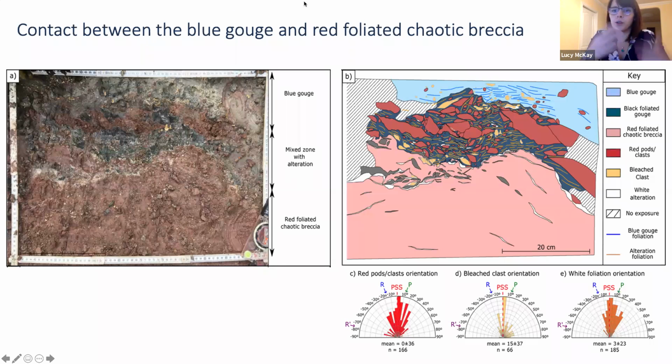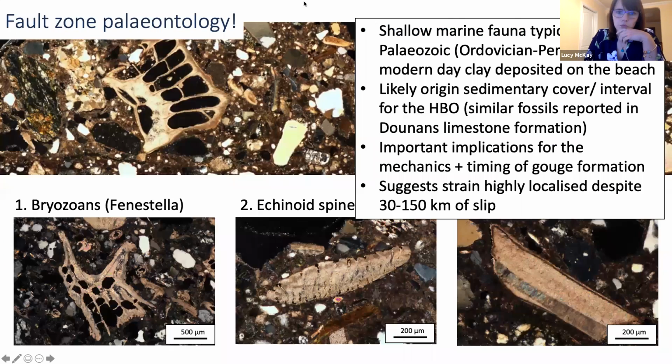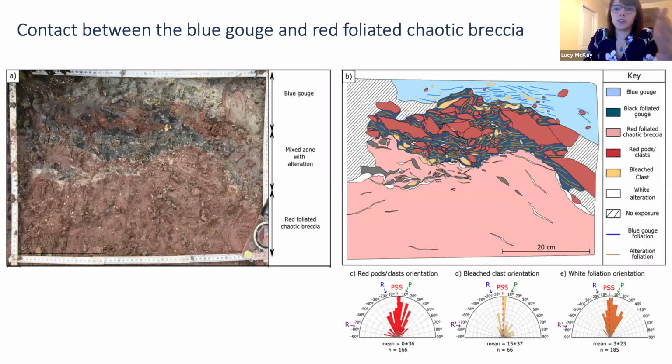So coming away from the fault, you had the green gouge, the blue gouge, and coming away you get this red foliated chaotic breccia. This image here just shows the contact between the blue gouge and the red foliated chaotic breccia in the field. And again, all this image is really showing is that you've got these localized red pods, so your red clay is mixing with your blue clay at the contact, and everything is aligned in these Riedel shear geometries.